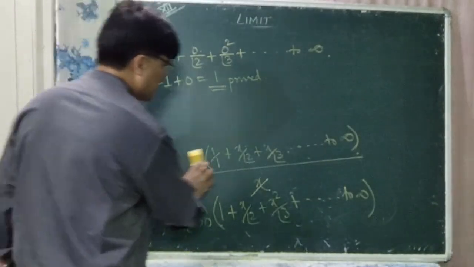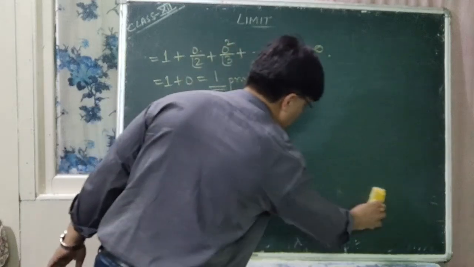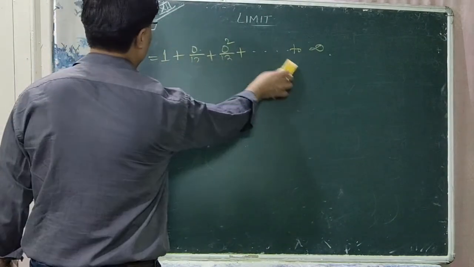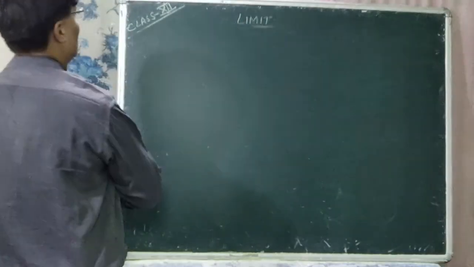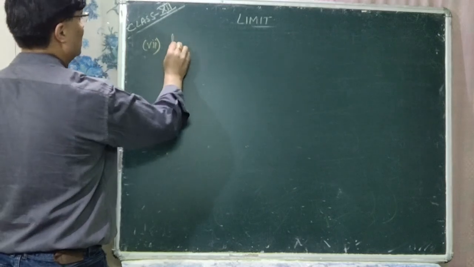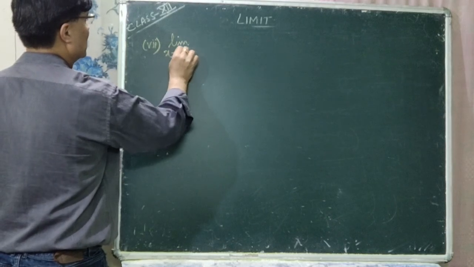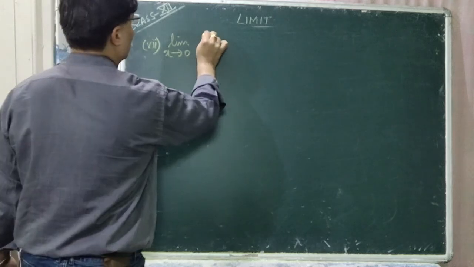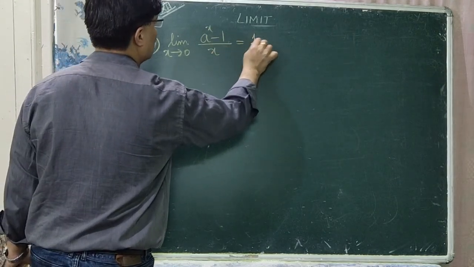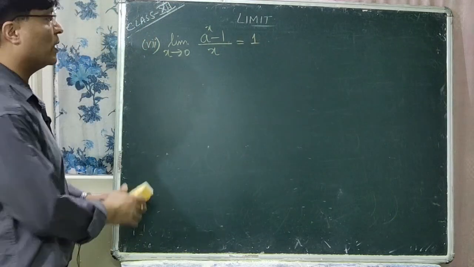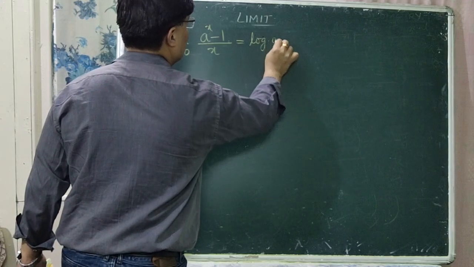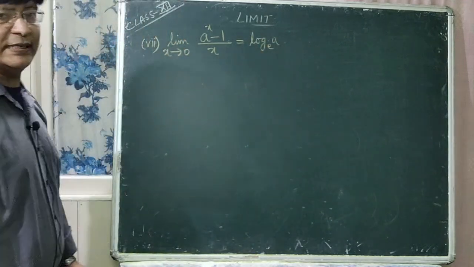So let us prove standard limit number 7 now. I think you have copied it. You can pause the video and copy it. So next, number 7. What was number 7? Limit x tends to 0, (a to the power x minus 1) whole divided by x, which is equal to, not 1, this is log a base e.